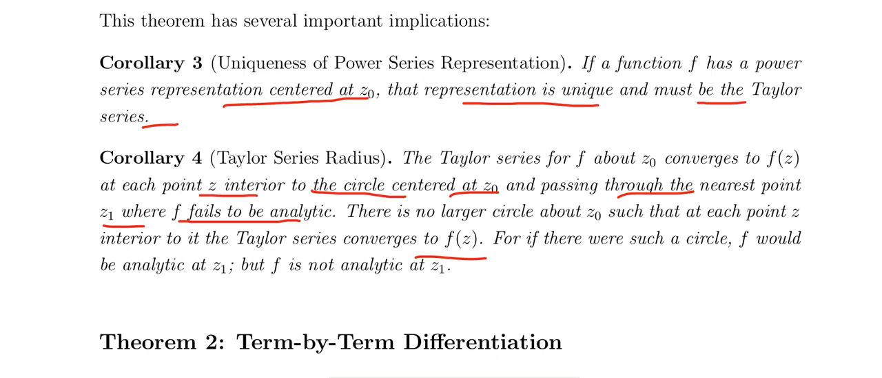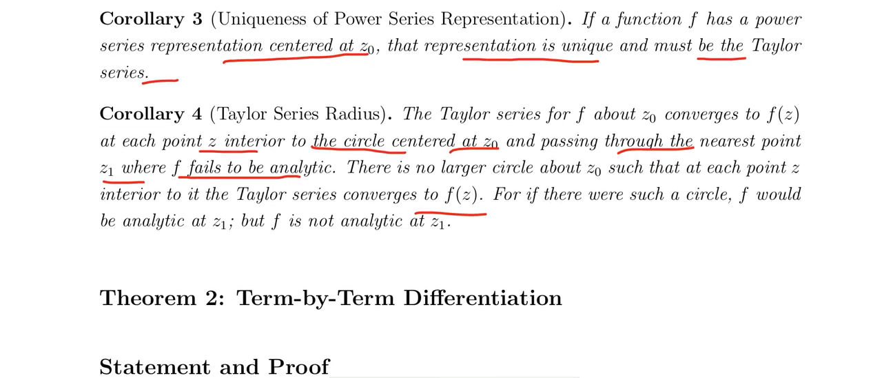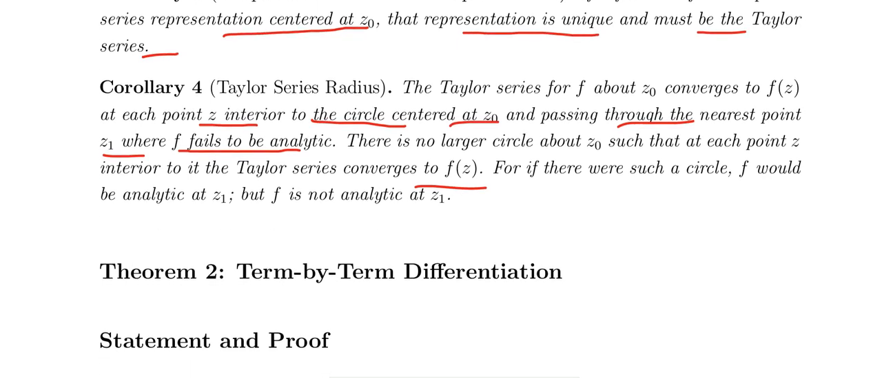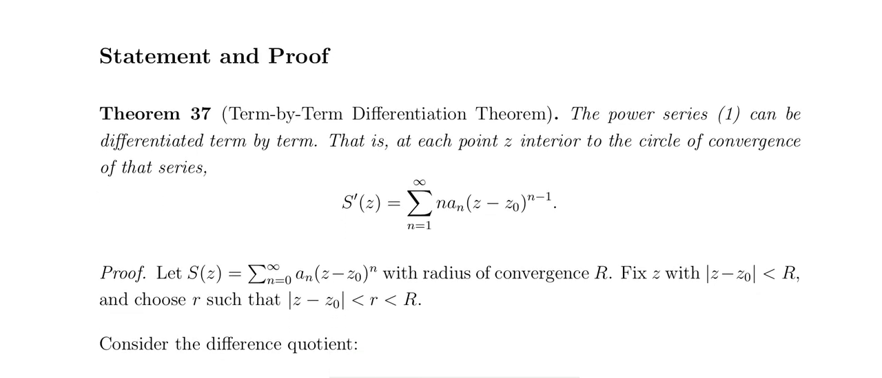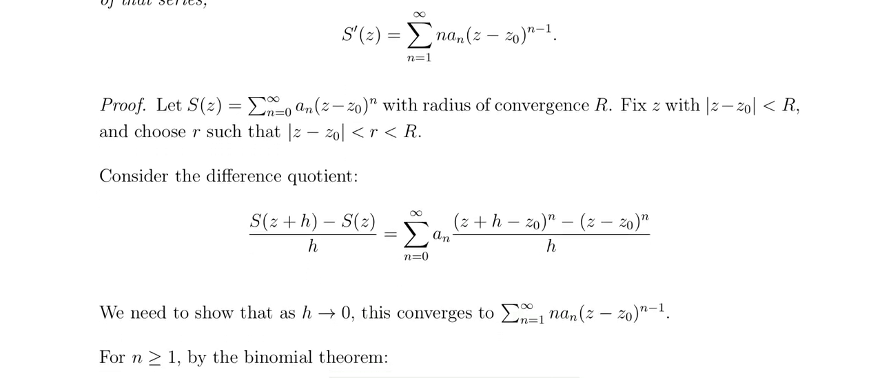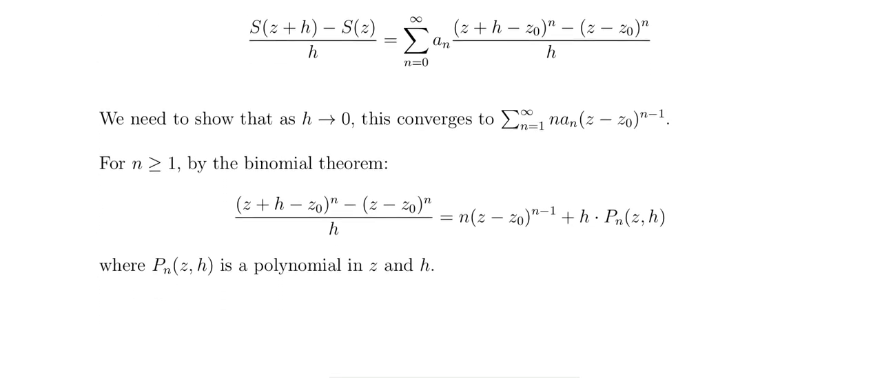If there were such a circle, then f would be analytic at the point z1, but f is not analytic at the point z1. This is the term by term differentiation.